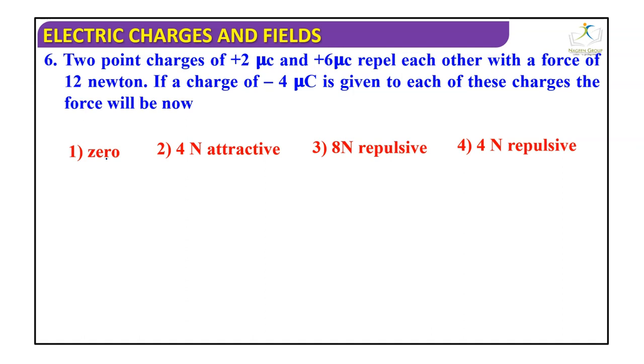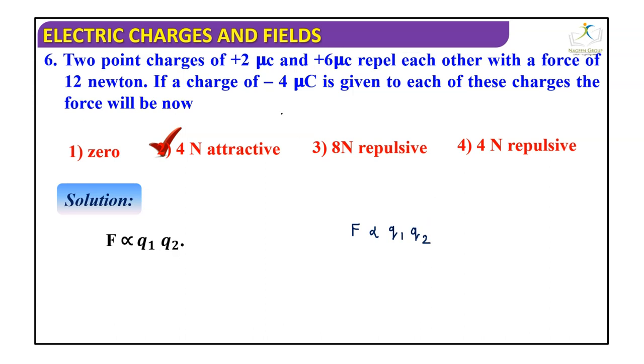So, the solution for this question is F is equals to KQ1Q2 by R square, as we know. So, we can say F is directly proportional to Q1Q2. According to that, the correct option is 4 Newton. For more elaboration, I just want to explain here: force is directly proportional to Q1Q2.